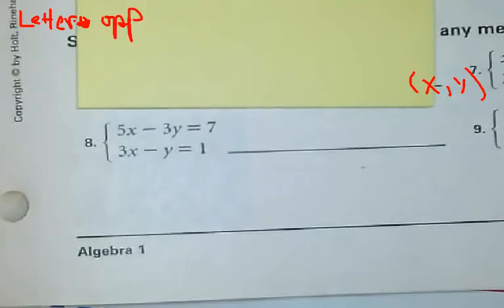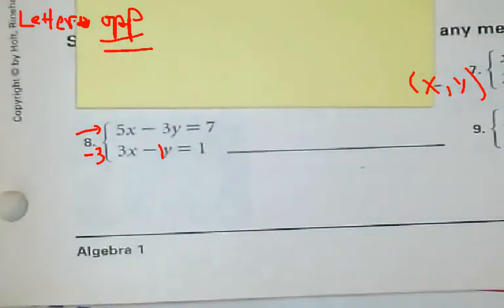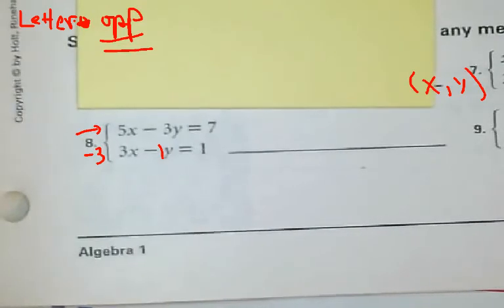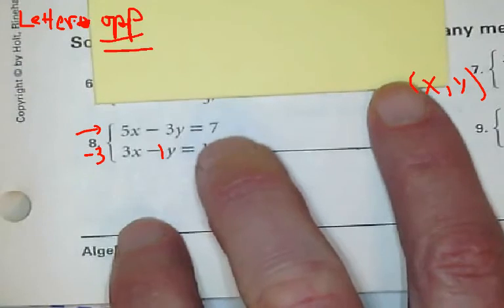Well, see right here, I've got 5x minus 3y. And there I have 3x minus 1y. Can I change that negative 1 to be a positive 3? I want it to be the opposite of the other one. Yes, I can. If I multiply the whole bottom row by negative 3, I'm going to get a new equation. So let's write that new equation over here so you can see it.